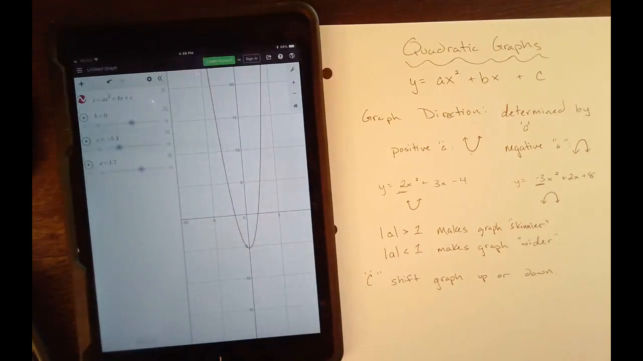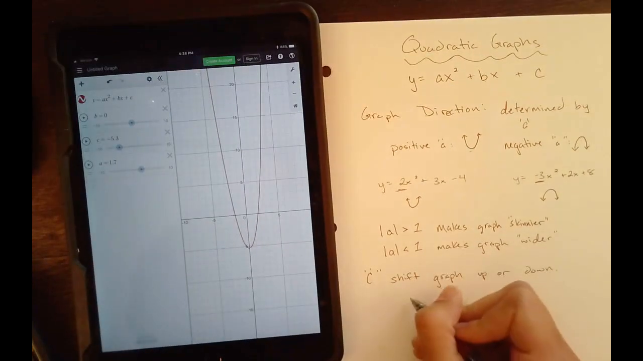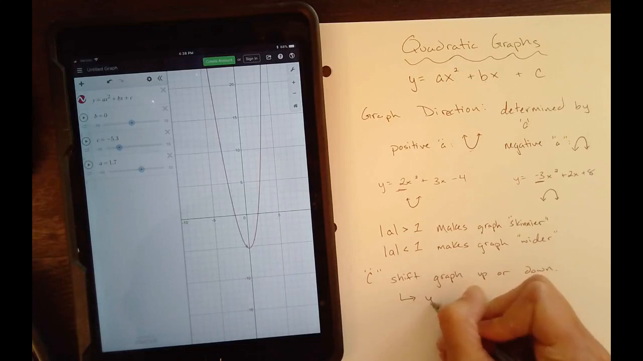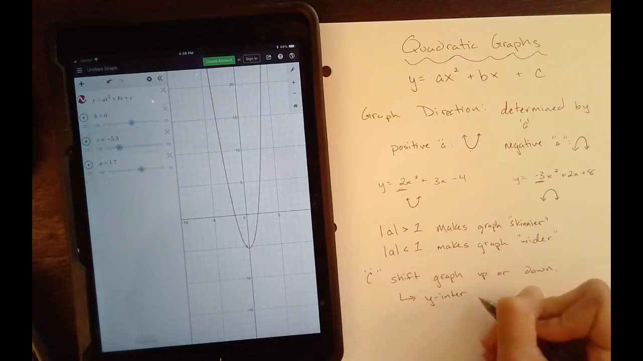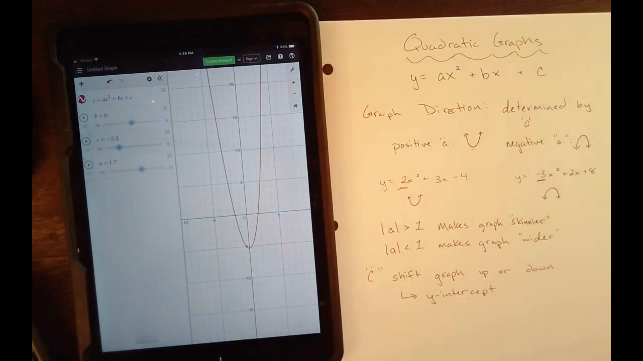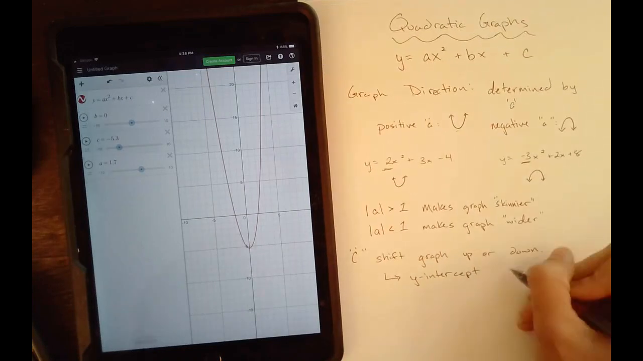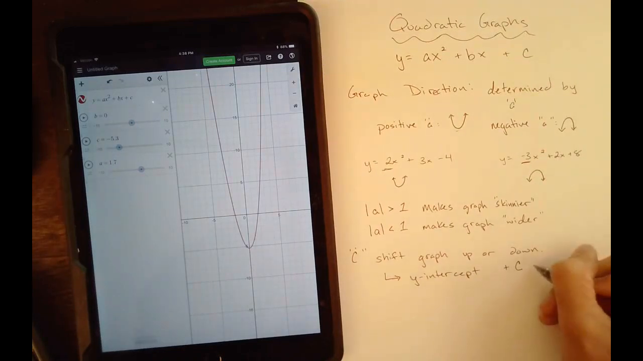Okay, so a positive C moves the graph up. And a negative C moves the graph down.